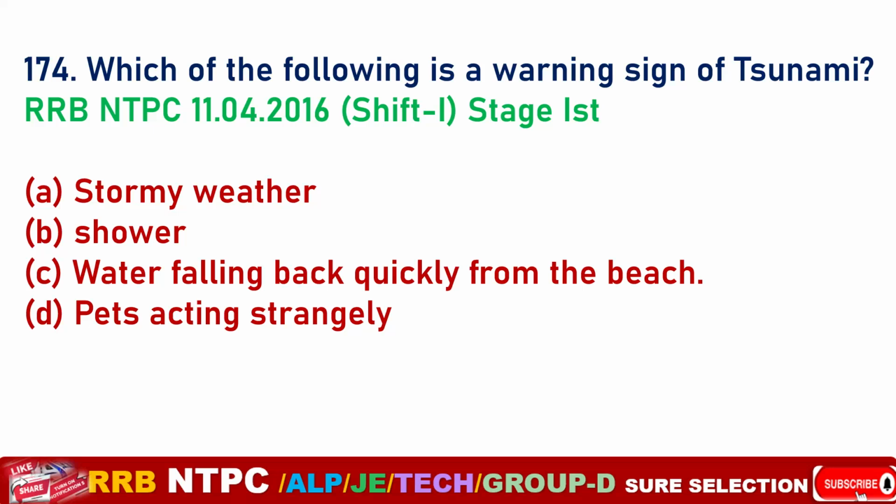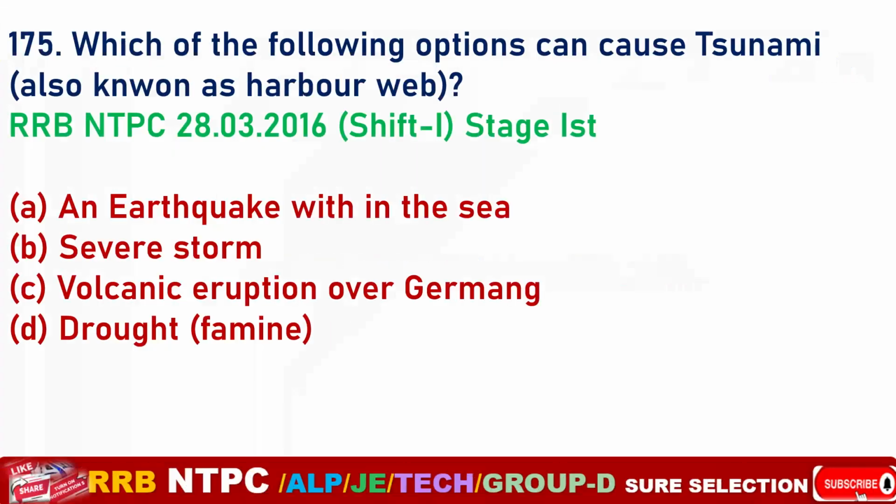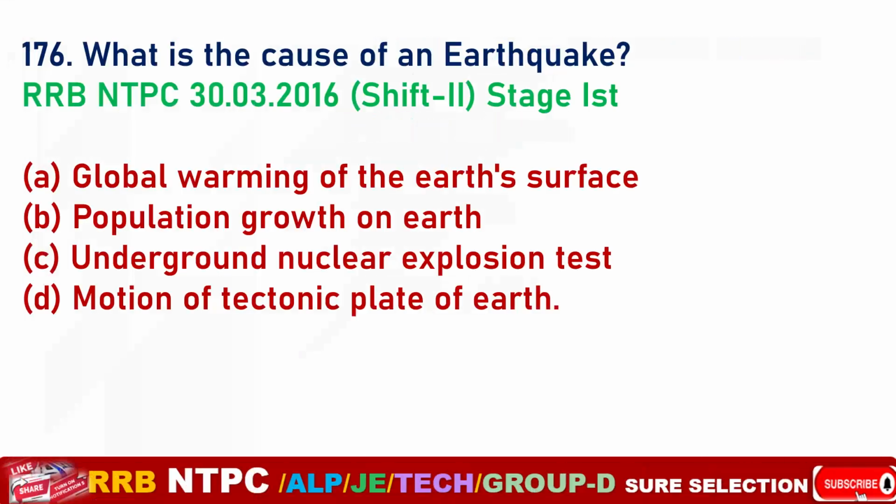Which of the following is a warning sign of tsunami? The warning signal of tsunami is water falling back quickly from the beach. Which of the following options can cause tsunami, also known as harbor wave? An earthquake within the sea. What is the cause of an earthquake? Motion of the tectonic plates of the earth.